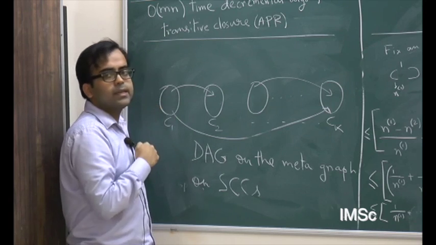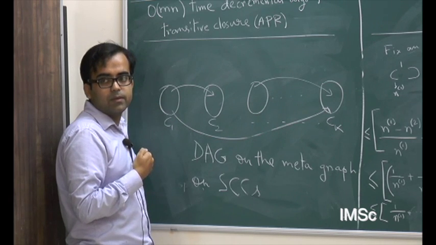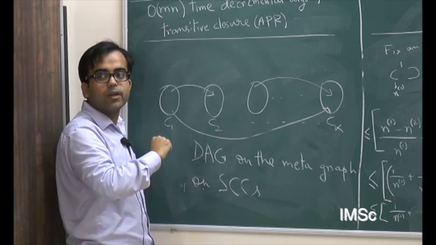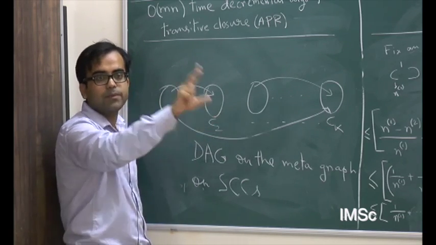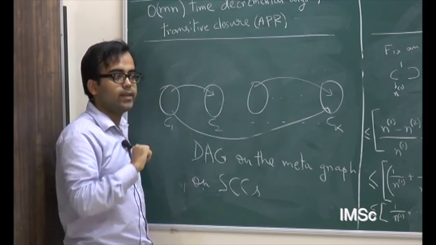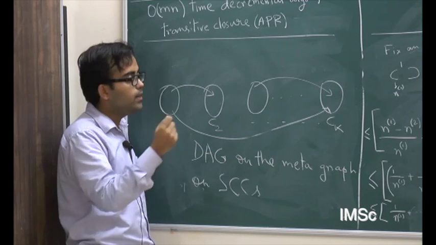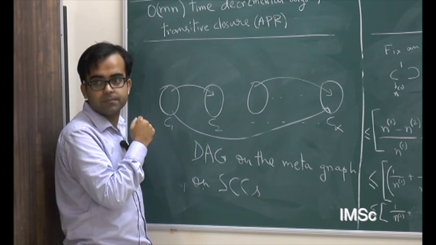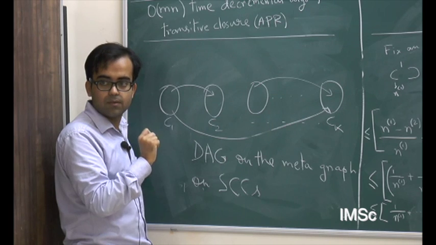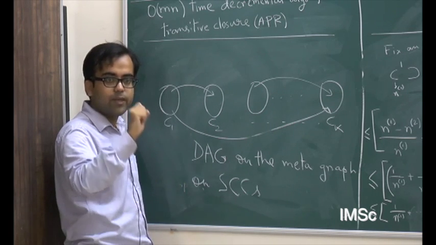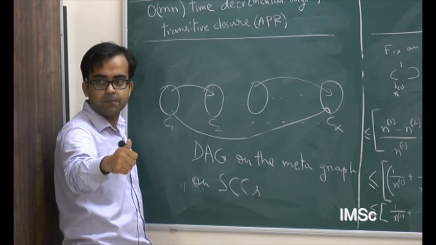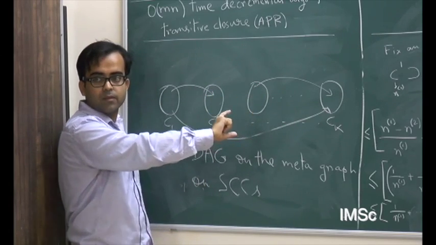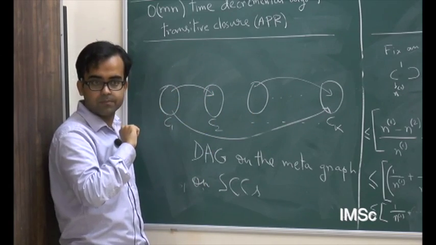So, the first thing to check is what is the update time for transitive closure on a DAG first. Forget about this meta graph thing. You start with a directed acyclic graph and I just delete edges one after another. Can you maintain the transitive closure? We will show that we can do that in O of mn time, and we know how to maintain these sets in mn time. So, we can just combine these two things.